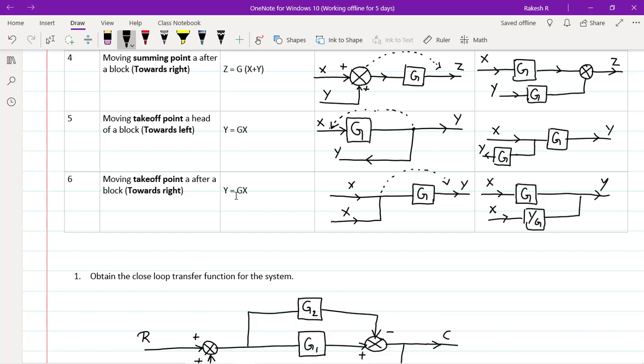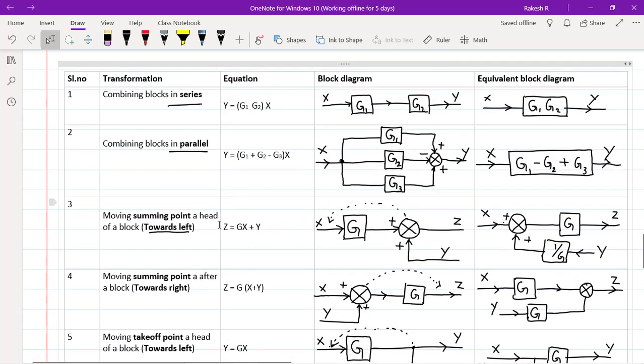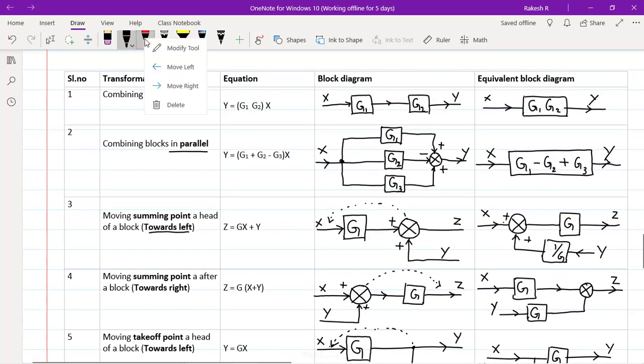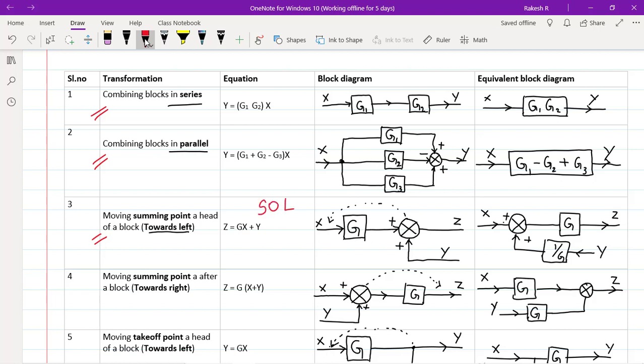In this, what you need to remember: the first important point is combining the blocks which are in series. This is one of the most important ones. Next is combining the blocks which are in parallel. Next, we need to remember to move the summing point towards left. Just remember this, SPL, summing point towards left. This becomes 1 by G.